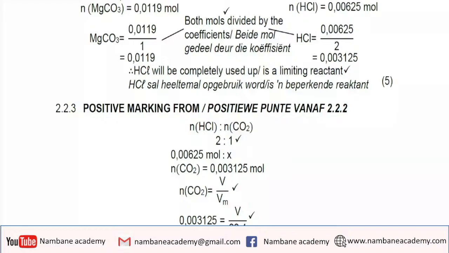And then bringing that 0.003125 equals V over 22.4, that substitution into the n equals V over Vm formula also gets the third mark. And the last mark is for getting the answer by cross multiplying, as 0.07 decimeter cubed. That will be the fourth mark, so 4 out of 4. And the total for this question is 16 marks. And then we can stop here. I'm happy to take questions if there are any.